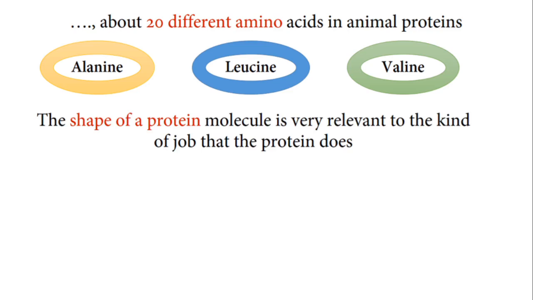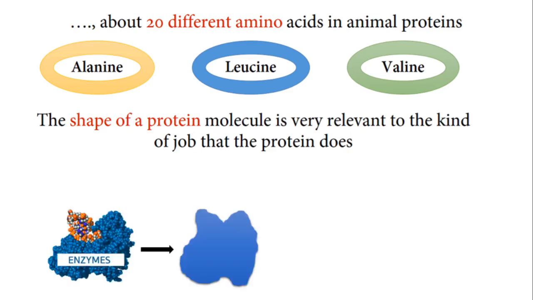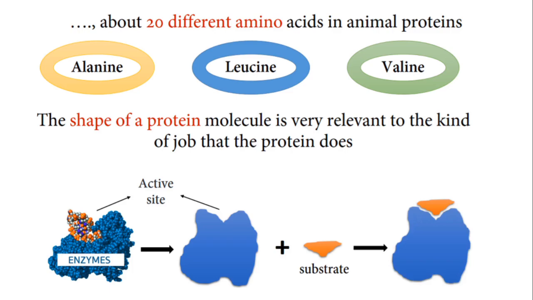The shape of a protein molecule is very relevant to the kind of job that the protein does. For example, the shape of an enzyme molecule creates an active site. The active site of an enzyme has a complementary shape to the substrate molecule on which the enzyme acts. This makes enzymes very specific in their actions.